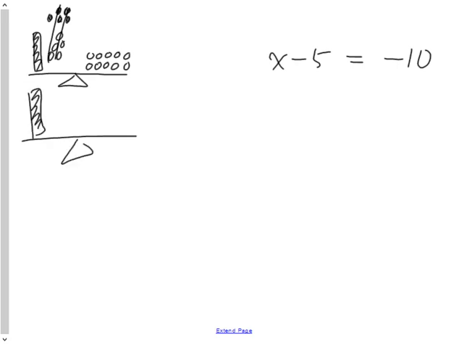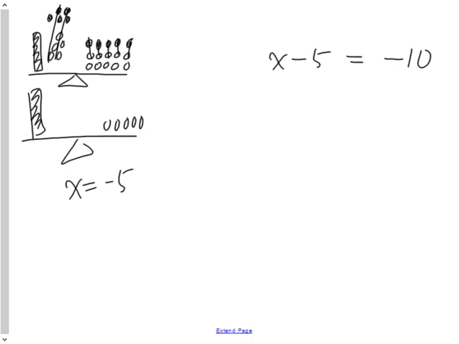But what we also learned in the last couple days through modeling is that whatever I do to one side of an algebraic equation, I have to do the same thing to the other. So since I put positive 5 on that side, I have to put positive 5 on this side. In doing so, the negative 10 that was there now becomes a negative 5, and I have the solution x is equal to negative 5.